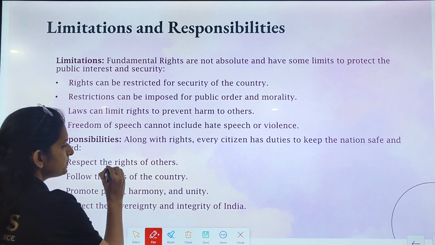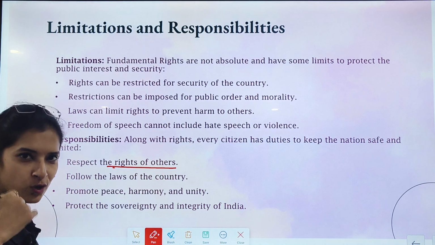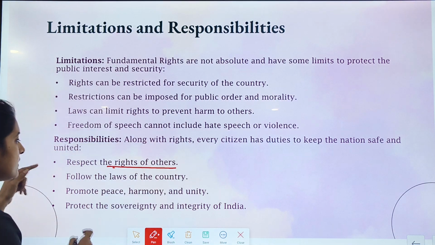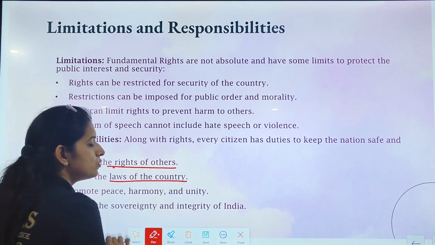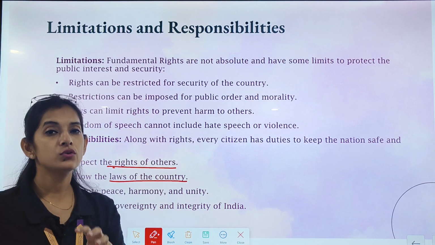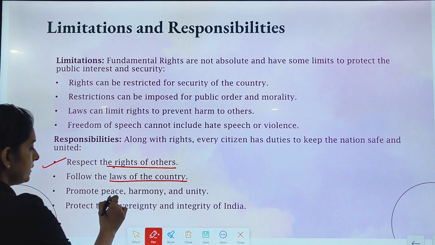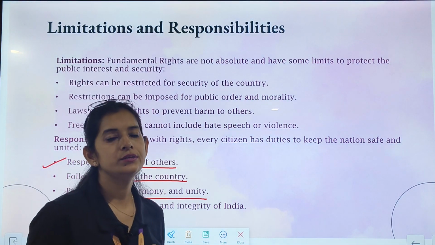First of all, respect the rights of others. We have discussed that your rights should not hamper or violate the rights of others. That is also our fundamental duty. Second, it is a duty to follow all the rules and regulations given in the Constitution, the laws of the country. Clear?